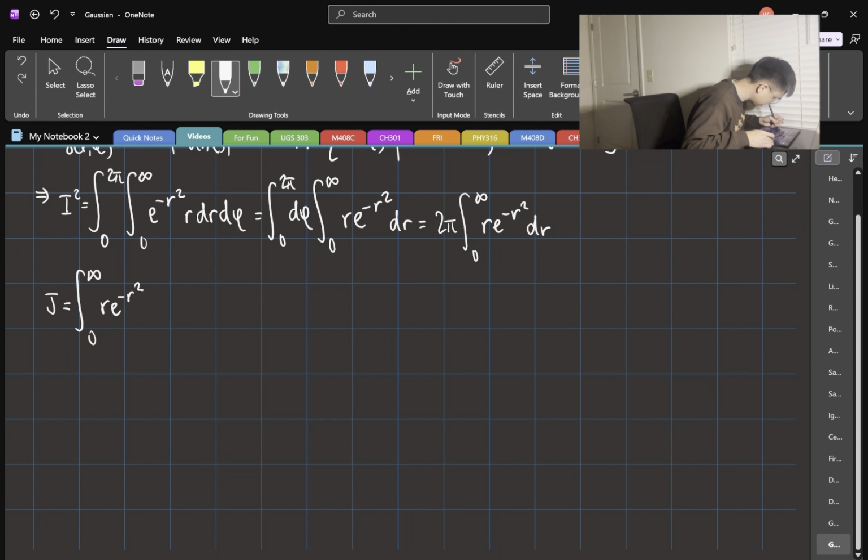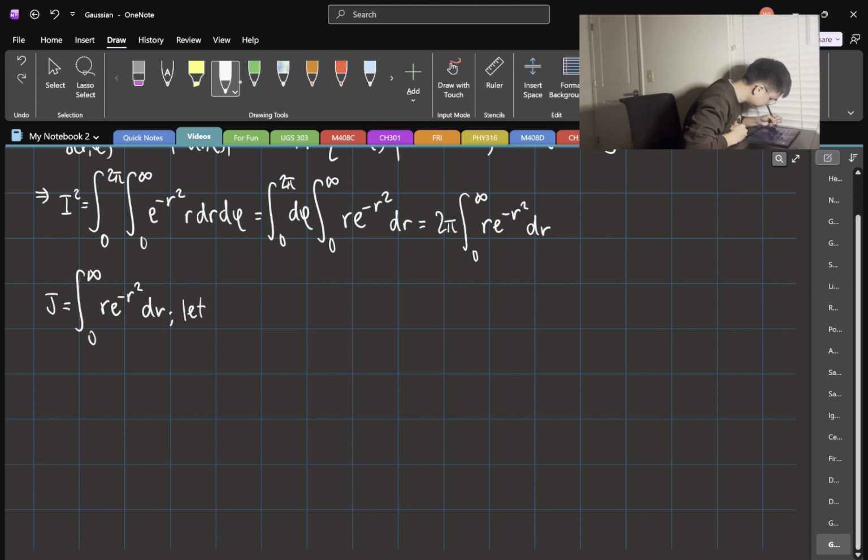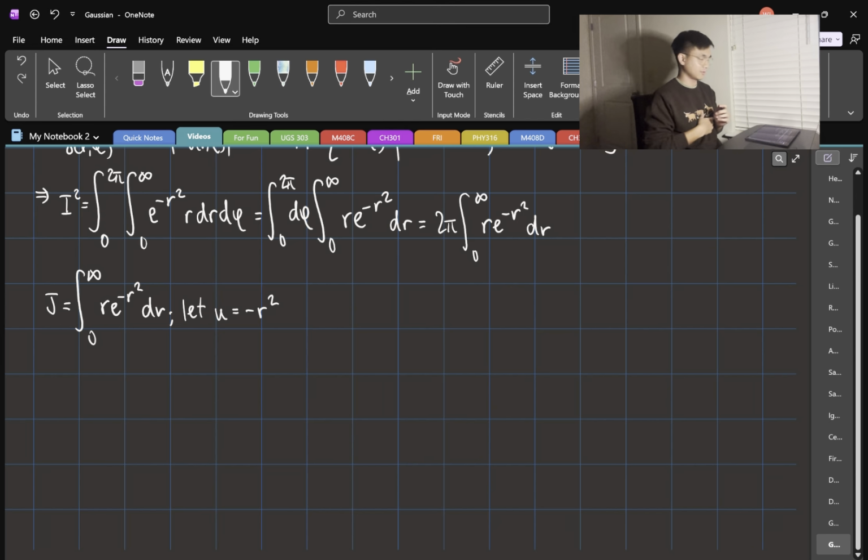And we'll work it out separately. Here we can perform yet another variable transformation, more commonly known as a U substitution because it's a single variable. So let U be equal to, let's say, minus r squared. That's one way to do it. You could also just do r squared. But I kind of want to see what happens here.